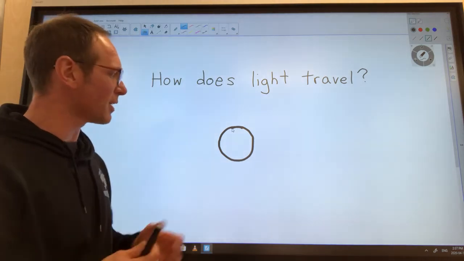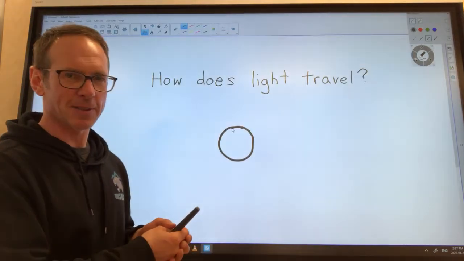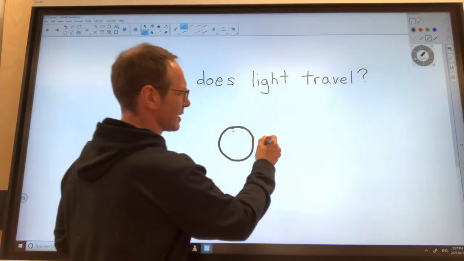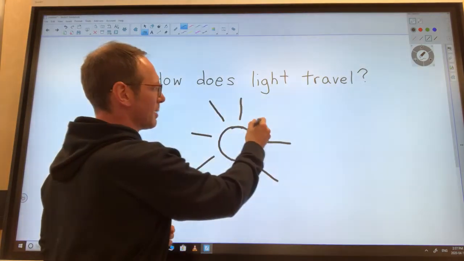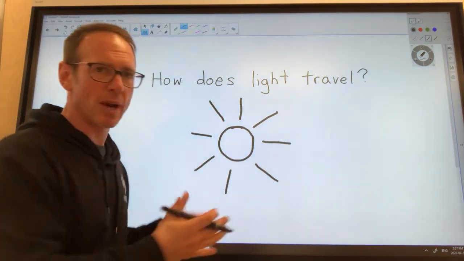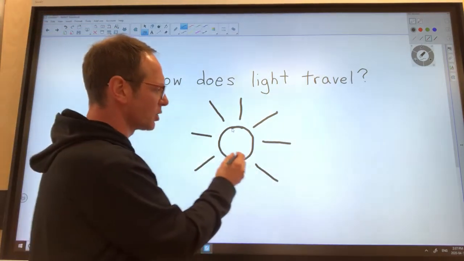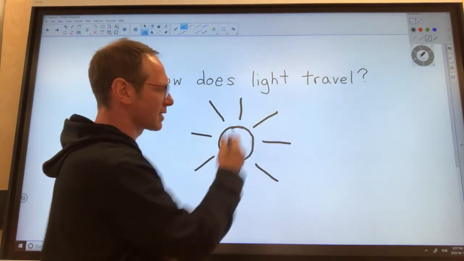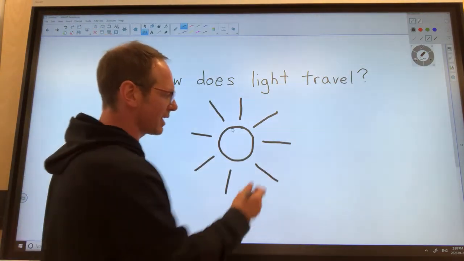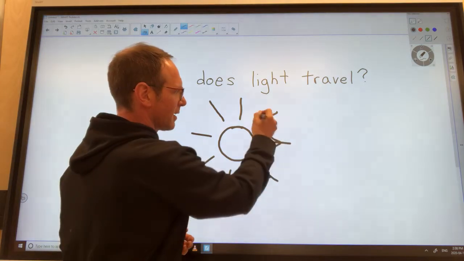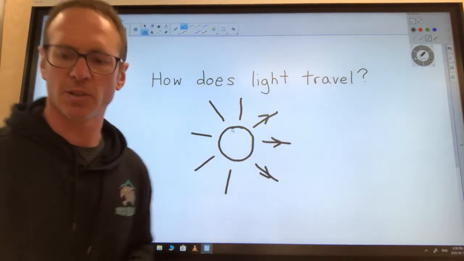Now, when we draw the sun, we usually draw it as a circle like this, but we also draw these things around it. And these things around it are really important. These things that we draw are called light rays. What they are showing is that the light is leaving the sun, going outward from the sun, and it travels in straight lines. So that's the reason we draw these lines like this: light travels in a straight line.